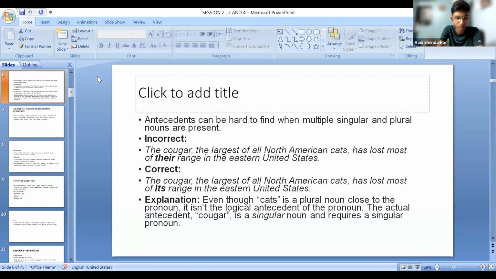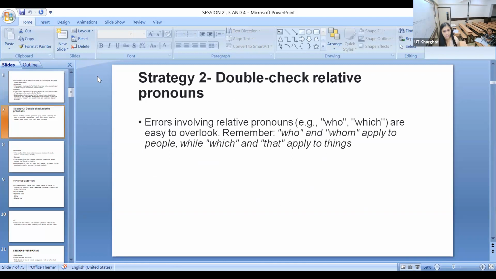Exactly. You got the logic? If I would have picked up cats, I would have got the wrong answer. So I picked up the other one because it is close to the pronoun. Even the actual cowgirl is singular and requires a singular pronoun. That's your explanation. Okay? Double check your relative pronouns.